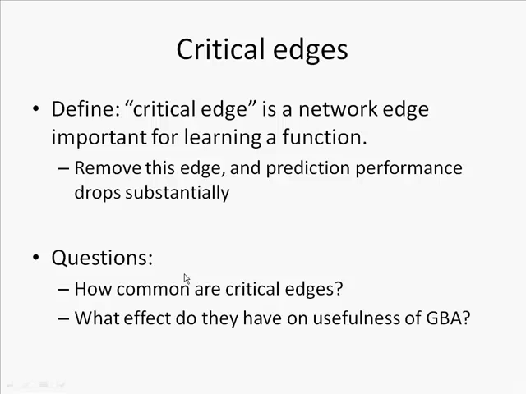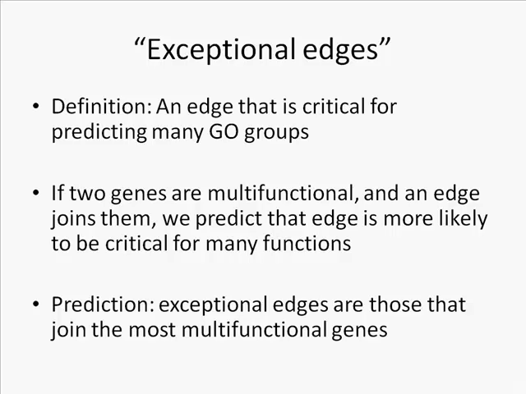Do they actually exist? And then the deeper problem is what effect this has on the usefulness of guilt by association analysis. Okay, so the next definition is of an exceptional edge. An exceptional edge is one that's critical for predicting many Go groups or functions.